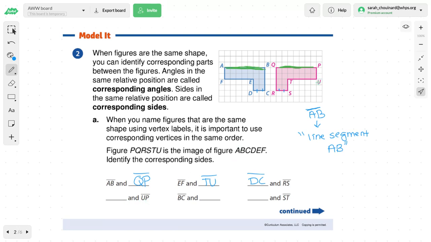UP is this little guy. He's 2 units. He would line up with AF or FA. Doesn't matter which order you name it. BC is 1, 2, 3, 4 units long. So is QR. And ST would match up with ED. So we're just matching up the sides with who they line up with.